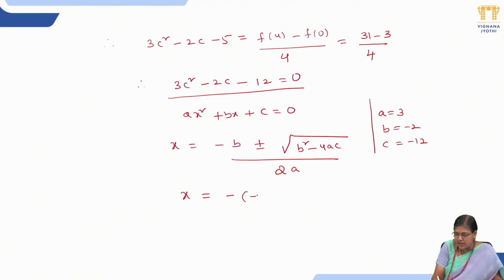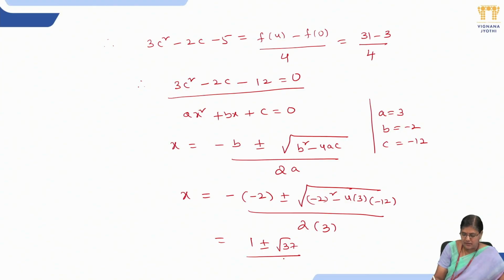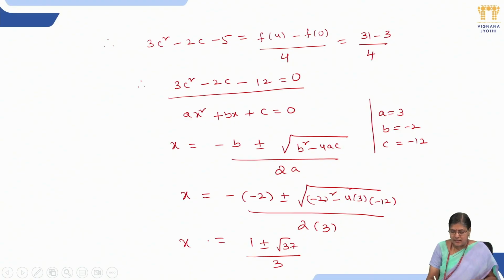x is equal to minus b, that is minus of minus 2, plus or minus square root of minus 2 whole square minus 4a into c, that is minus 12, by 2 into a, that is 3. Simplifying, finally you will get the value of c is 1 plus or minus root 37 divided by 3. After simplifying, we'll get the value of x. This is the value of c.